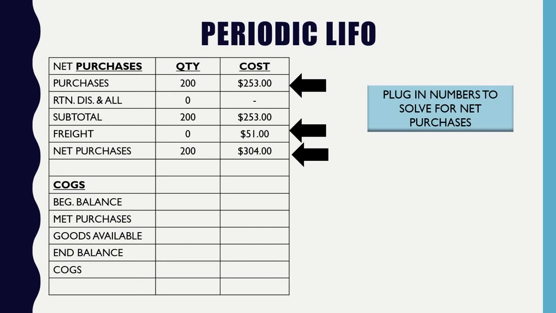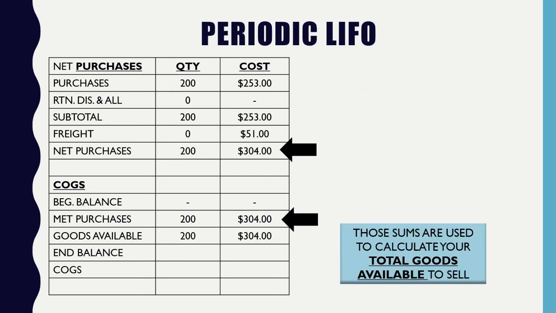Now we move on to the next section, where we already know we don't have beginning inventory. We'll figure out what beginning inventory is later on. But since we don't have beginning inventory, we're going to carry the values from our net purchases down below. And of course, because we don't have beginning inventory, your total goods available, the formula was beginning, which is 0, plus my net purchases, which is here, gives me my total of 200 units at a total cost of $304.